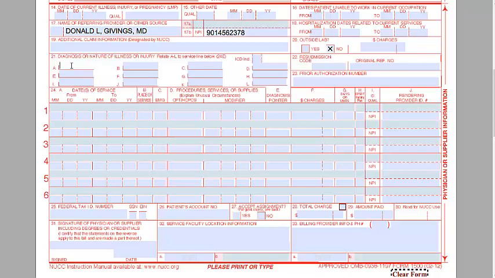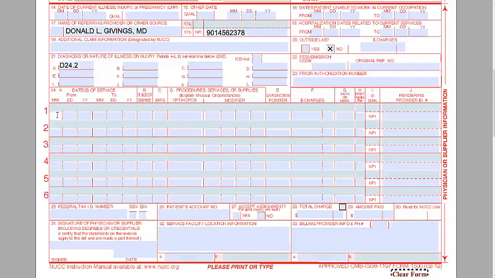Item number 21 is the diagnosis. And the diagnosis code for Fiona is D24.2. She was found to have a benign papilloma of the left breast. Item number 22, the resubmission code. We leave that blank. Item number 23 is the prior authorization number, and we leave that blank.